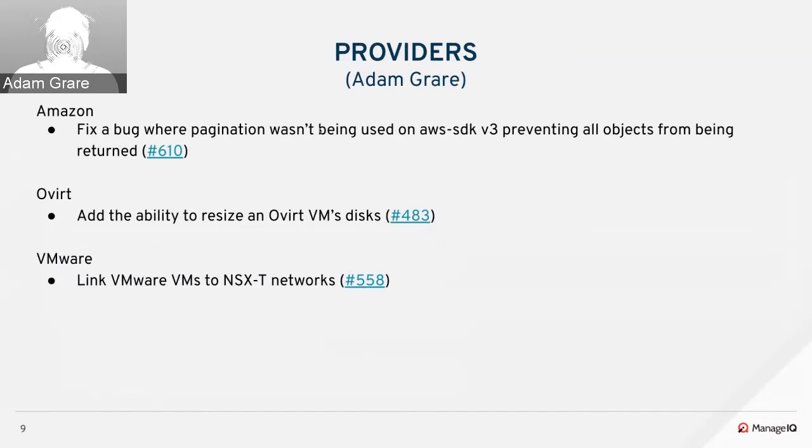All right, on Amazon, Dan Berger fixed a bug where pagination wasn't being used after we switched to the AWS SDK version 3. So that prevented objects after the first 100, which is the default page size, from being returned. So we fixed that up. That was a nice bug fix.